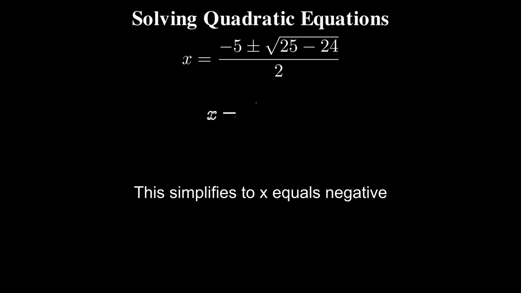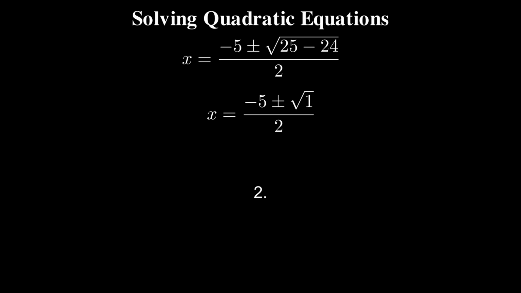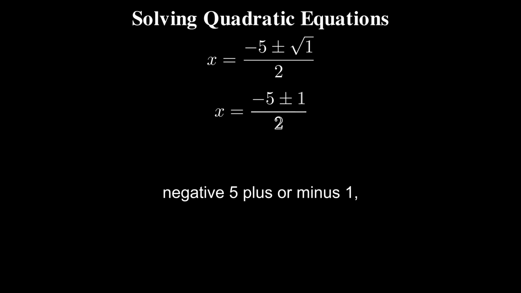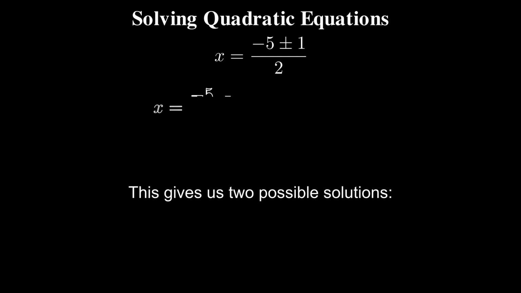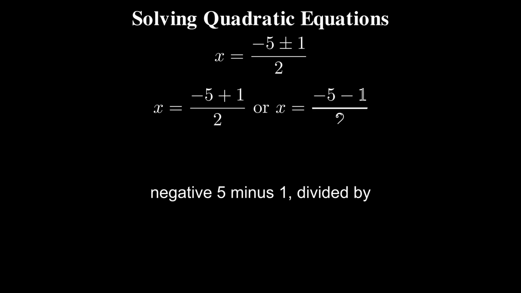This simplifies to x equals negative 5 plus or minus the square root of 1, all divided by 2. The square root of 1 is 1, so we have x equals negative 5 plus or minus 1, all divided by 2. This gives us two possible solutions: x equals negative 5 plus 1, divided by 2, or x equals negative 5 minus 1, divided by 2.